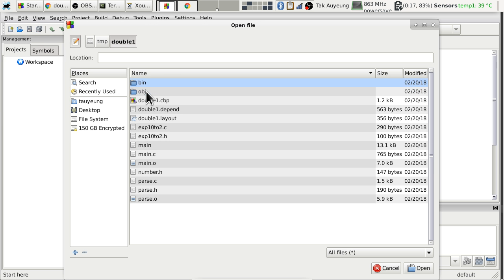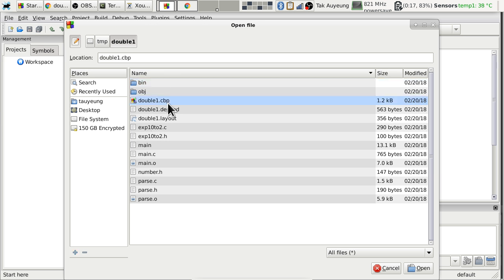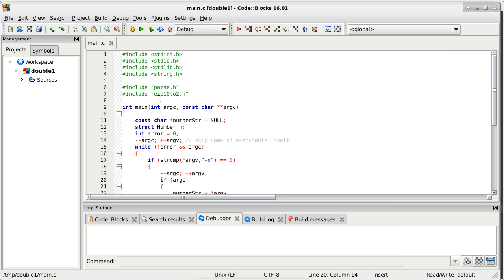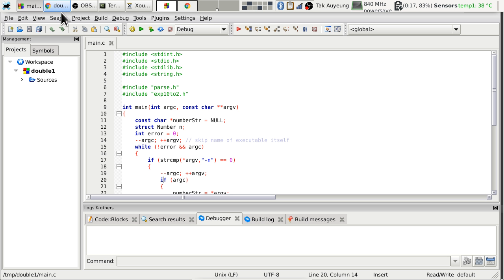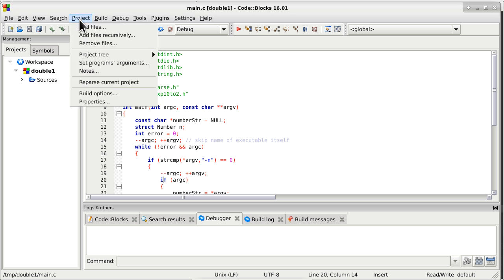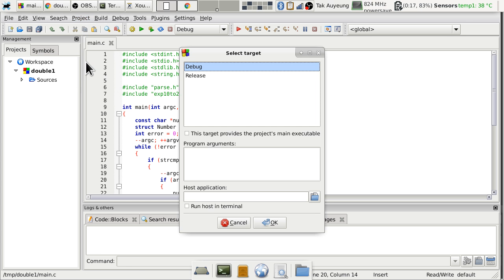And 11. And we have to open the CBP file, which stands for Code Blocks Project. And here's the project. So I'll give it a number to process. So go to Set Programs Arguments. And remember, it has to start with -n, and then the actual number I wanted to process, 1.23e. Okay, do you guys want to deal with negative exponents first or positive exponents first?